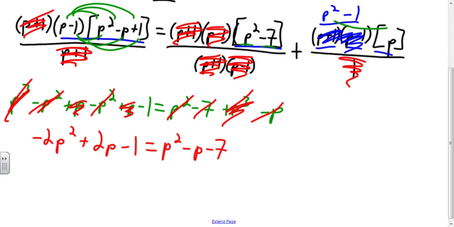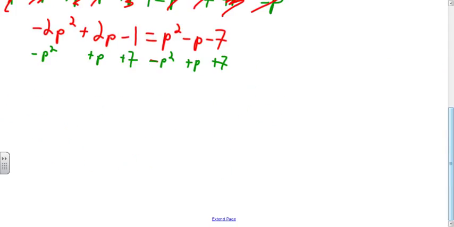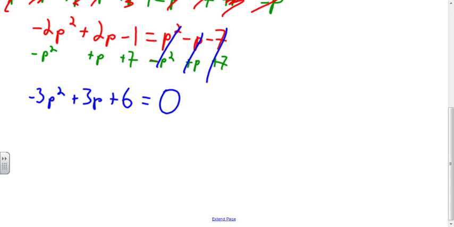Now, from here we can say we'll subtract, oops, I'll use a different color. Subtract p squared, add p, and add 7, add 7. There, now that is all legal. This gives us negative 3p squared plus 3p plus 6 equals, well, all of these canceled out on this side, so we now have equal to 0.